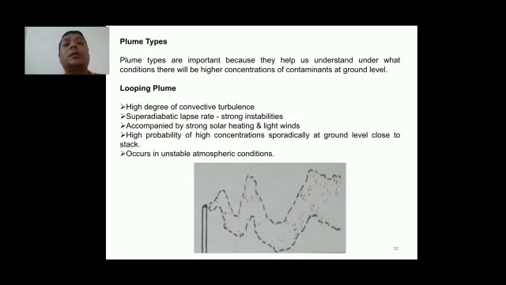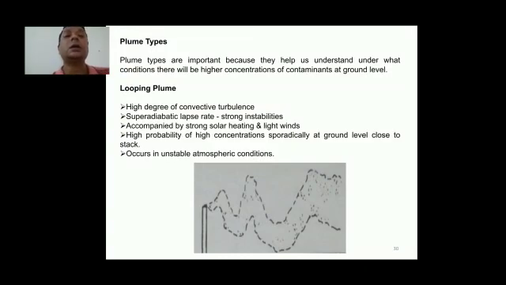Now in all these scenarios we have to know the plume types, how many types of plume may be available. Plume types are important because they help us understand under what conditions there will be higher concentration of the contaminants at ground level. Looping plume: high degree of convective turbulence, super adiabatic lapse rate accompanied by strong solar heating and light wind. High probability of high concentration sporadically at ground level close to the stack. Occurs in unstable atmospheric condition.